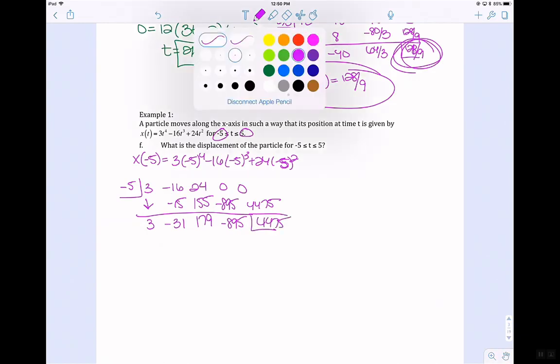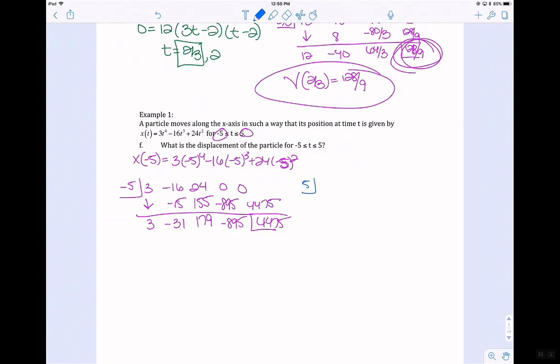So now I'm going to do the exact same thing, but I'm going to do it with +5. So 3, -16, 24, 0, and 0. So I get 3, +15, -1, -5, 19. 5 times 19 is 95. So then 95, and then 5 times 95 is 475.